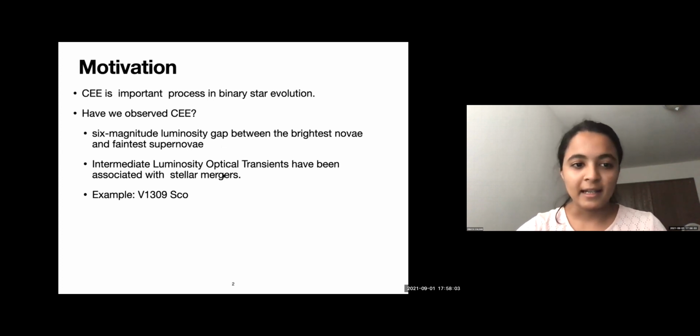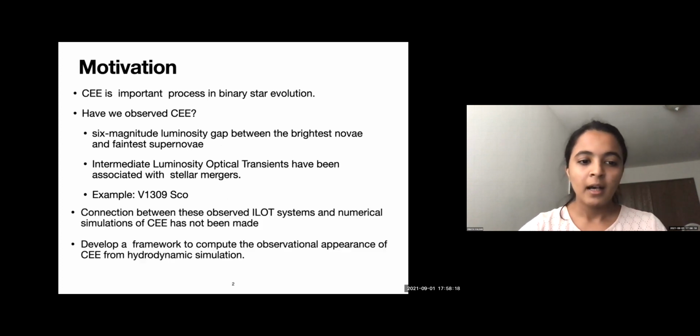And over the last decade, observations of these transients suggest that at least a few of these are results of stellar mergers. And a possible example is V1309 Scorpii. However, a connection between these observed systems and numerical simulations of CE has not been made. So my goal is to develop a simplified framework to compute the observational appearance of CE from hydrodynamic simulations.